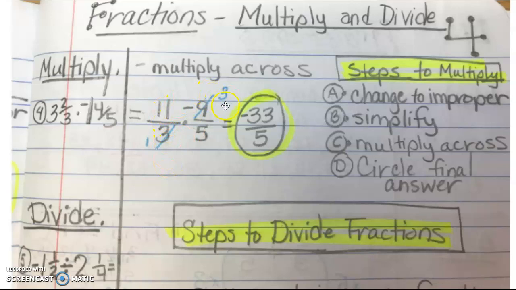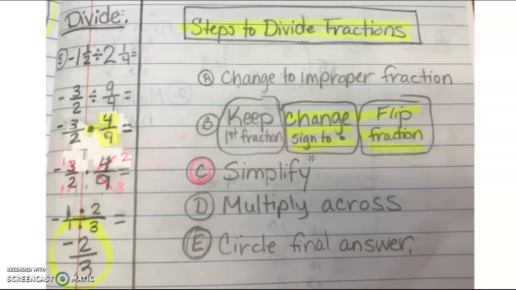And 11 times negative 3, don't forget your negative, is negative 33 over 5. 1 times 5 is still 5. Okay? Let's divide. Here we go, dividing. For some reason, I switched it up on my paper so the steps are on the right and the work is on the left. It doesn't matter how you do it as long as you're good with it.